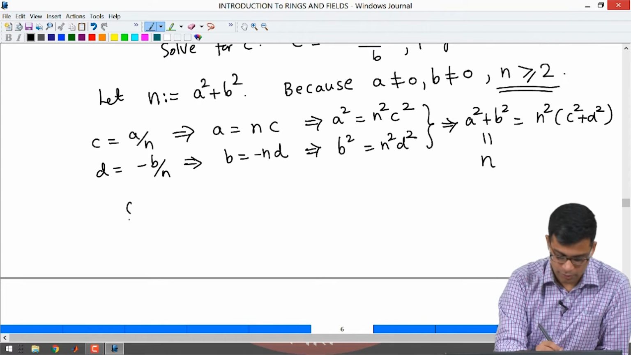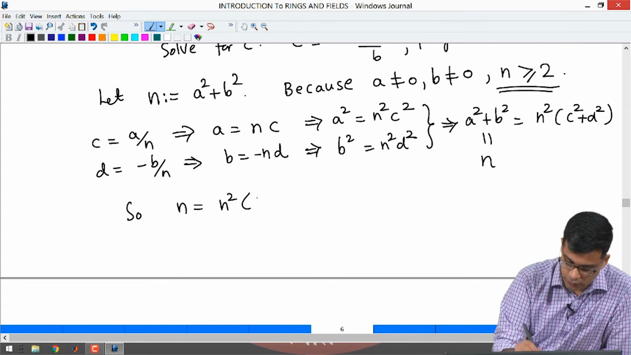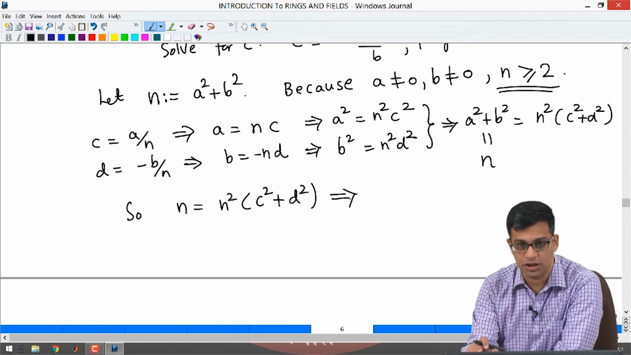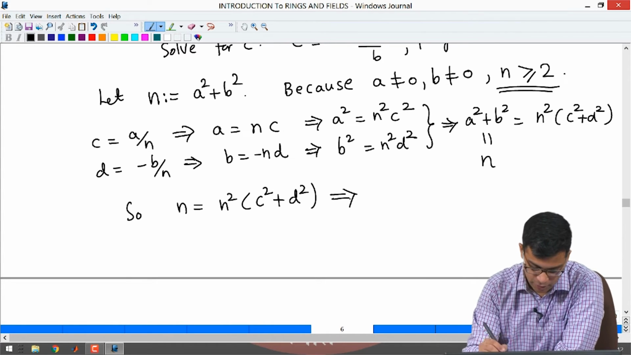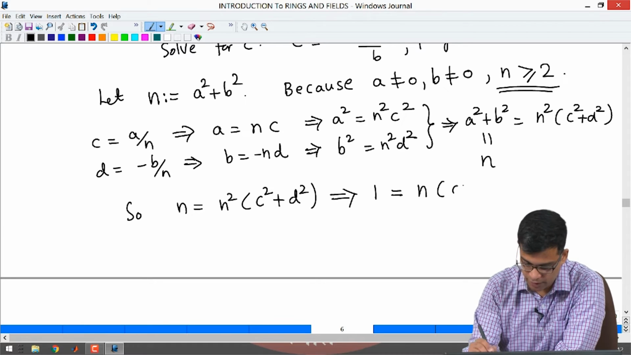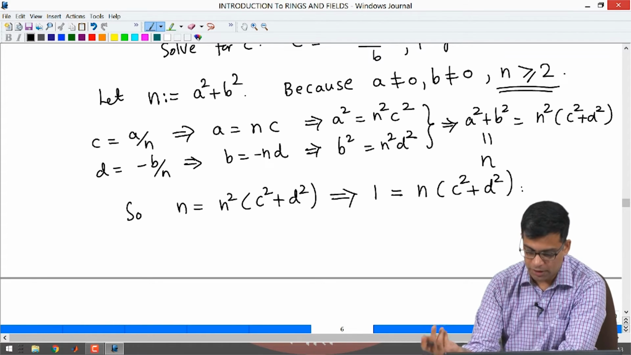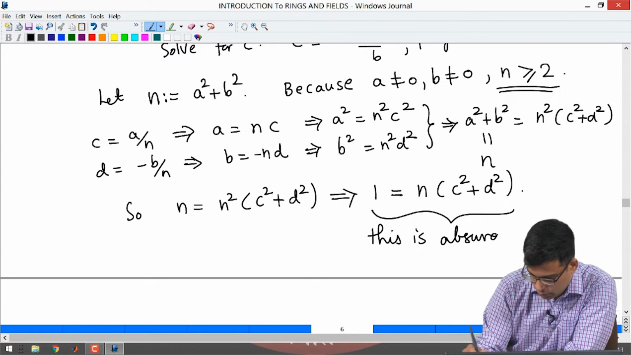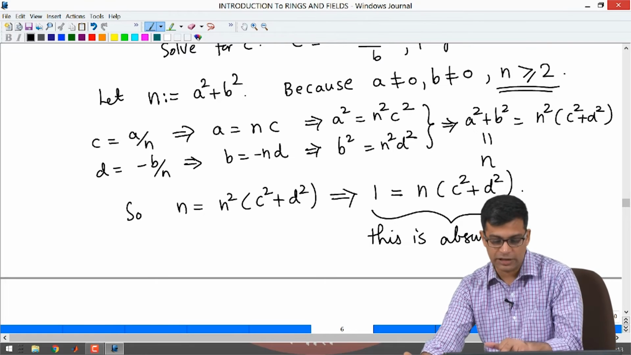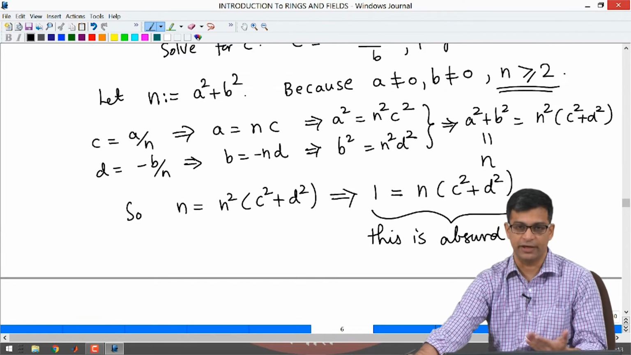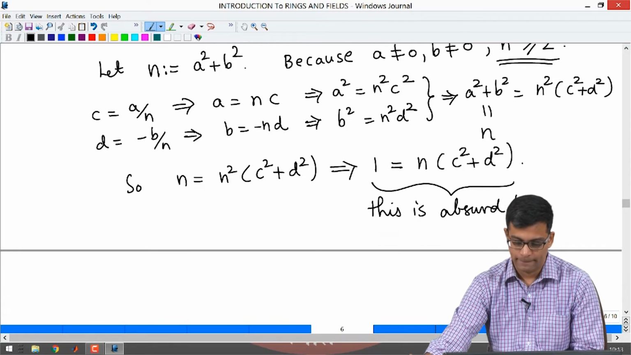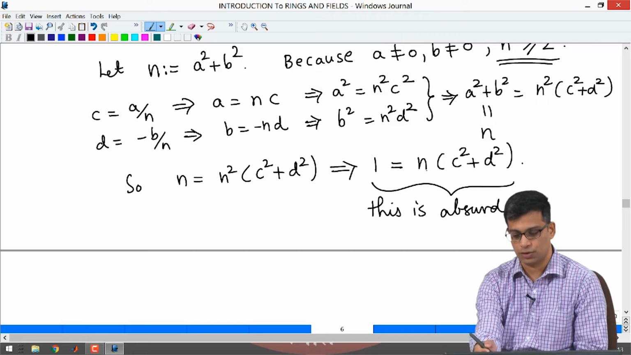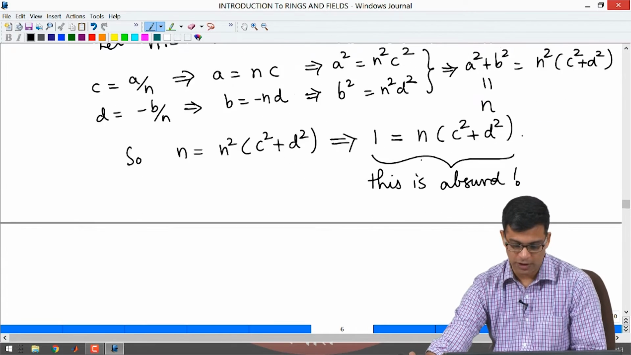So, what we have is N equals N squared times C squared plus D squared, but N is a positive integer, in fact N is at least 2. So, I can cancel one N on both sides, I get 1 equals N times C squared plus D squared, but this is absurd. Why is this absurd? Because N is at least 2, right, and C squared plus D squared is an integer, whatever it is. So, you have at least 2 times an integer equals 1, that is absurd because 2 does not have a multiplicative inverse.